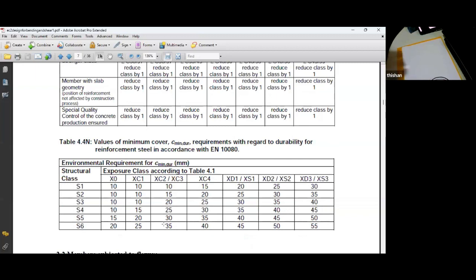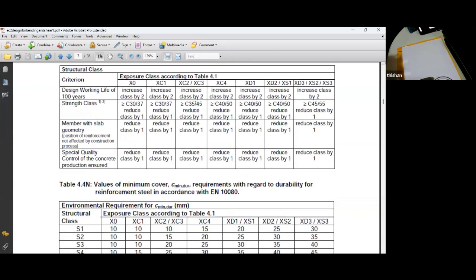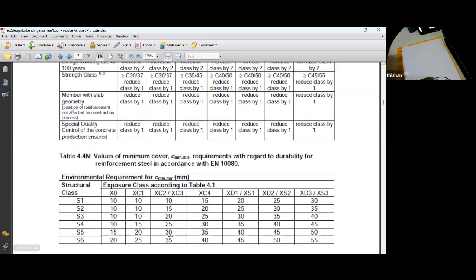But if you want a very high durability, then you will go for high strength concrete, 45 megapascal. Then you can reduce it by 1. That means S5 is 30. So that means if you want a 100-year lifespan, what you need is 40 millimeter cover. Otherwise, you can do a survey and assure, if you can assure 30 millimeter, then you can even use 30.